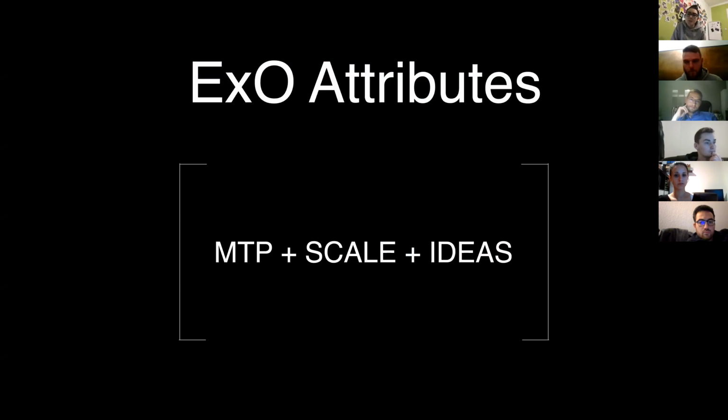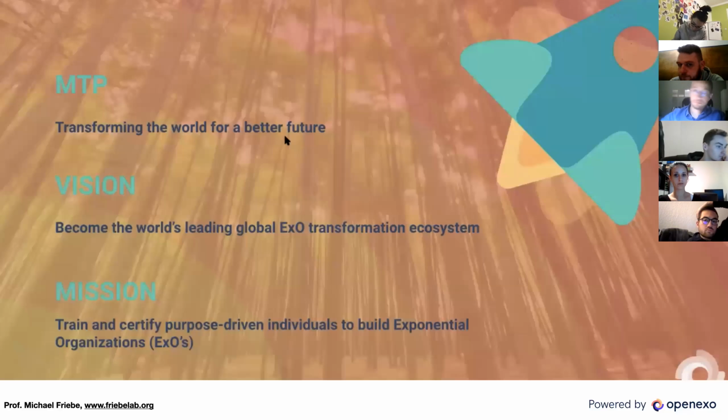So quick one to the extra attributes, and I'll go very quickly through that because you have read that all. This is, for example, very interesting. This starts with the purpose now. And this is the purpose, the MTP, the vision, and the mission of OpenExo. So this is the organization that's behind this EXO Foundation course you took. So their MTP says, transforming the world for a better future.